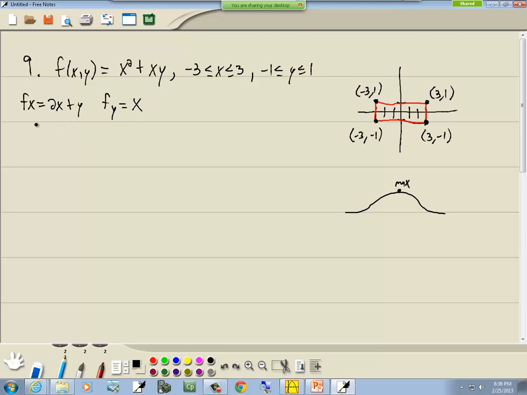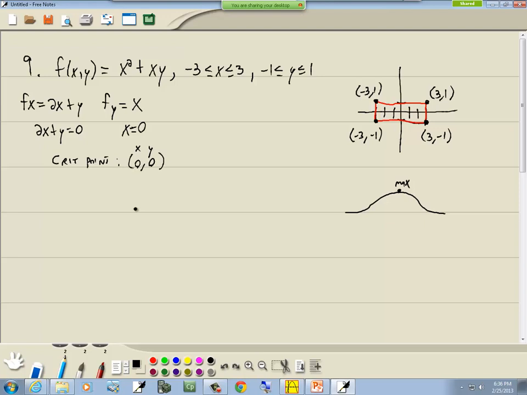So I set each one of these equal to 0. We got 2x plus y is equal to 0, and x is equal to 0. Well, x is equal to 0, and if I plug that in over here, I got 2 times 0, which implies y is equal to 0. So our critical point is going to be 0, 0 in terms of our x and y. So that's one of them.